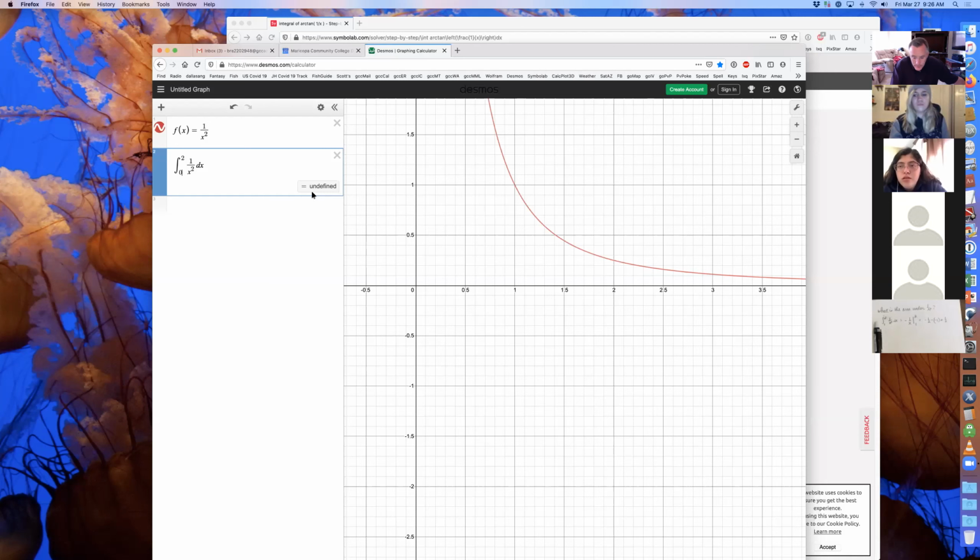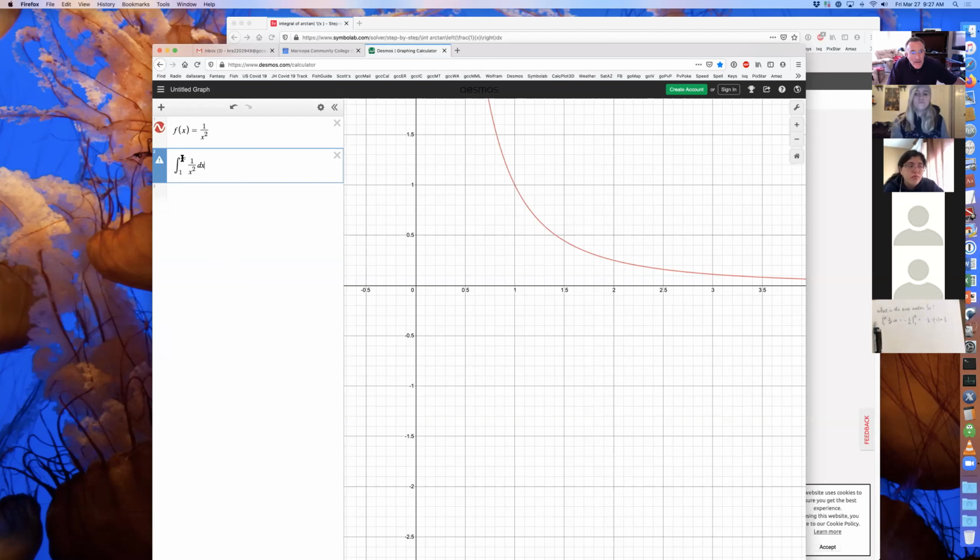Okay, no big deal. What if I start at 1? Okay, ready? This is going to be so cool. What if I start at 1 and I just keep going? What? How come it doesn't know how to find this? Look what it says. It says, I don't know how to find this.